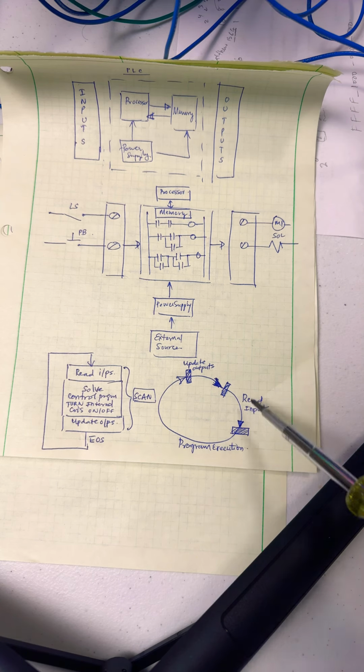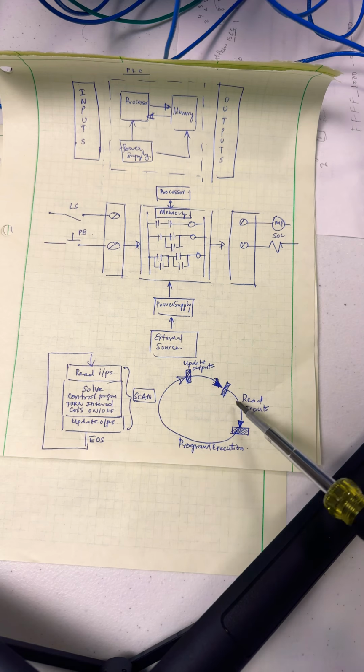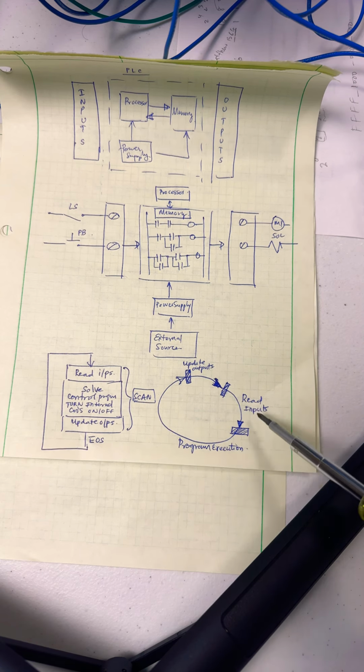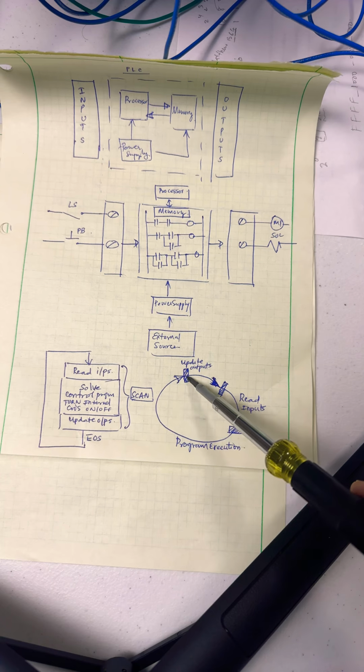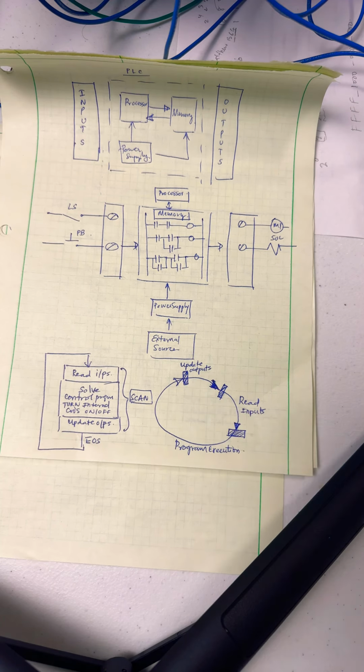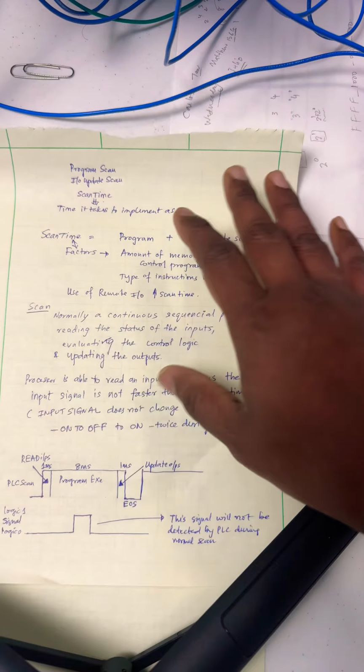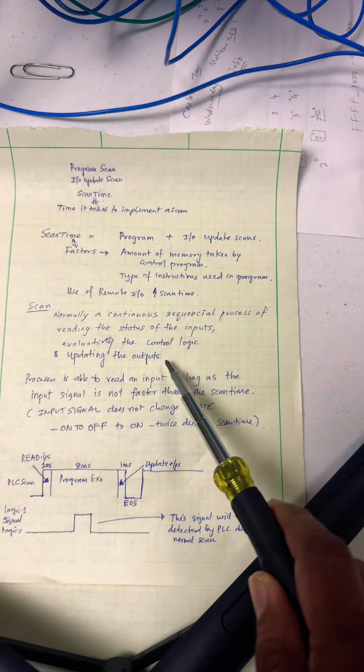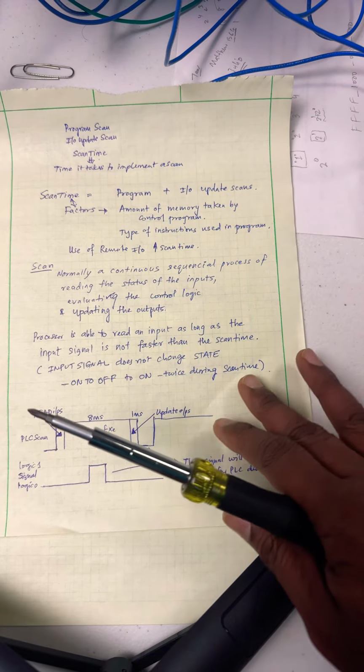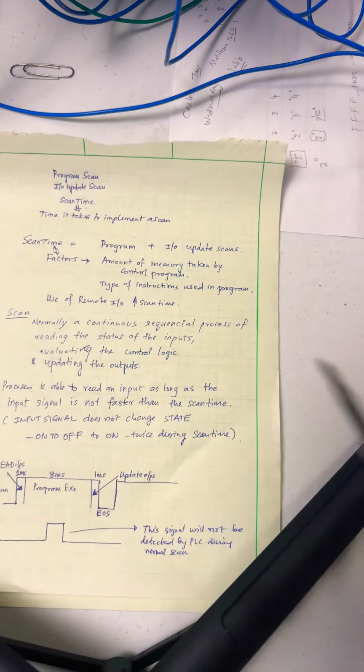And here is a different visualization where the processor starts with reading the inputs, program execution, and updates the output, and then gives the end of scan. And in the next video, we'll talk more about the details of the program scan and how the scan time is calculated.